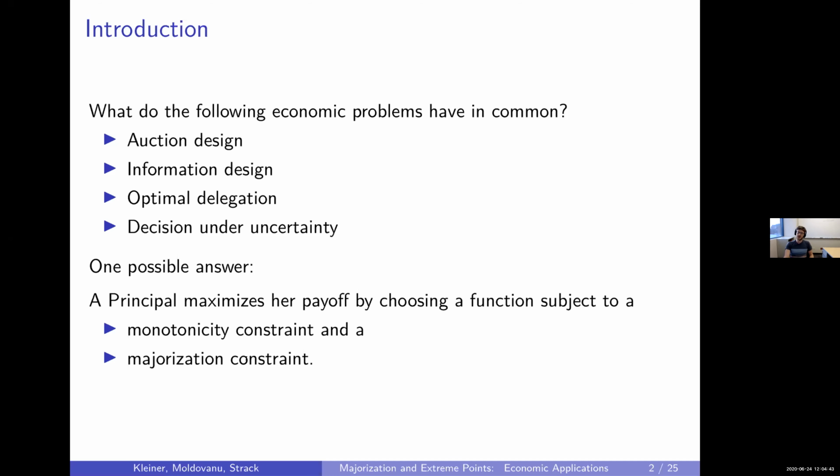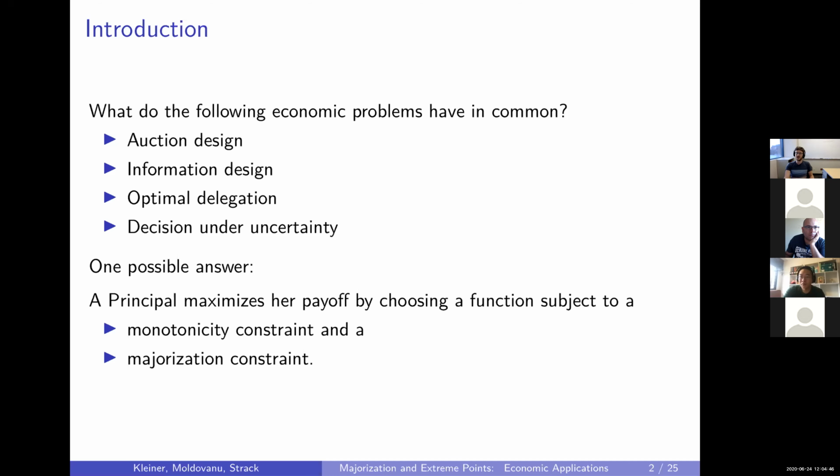Similarly for the majorization constraint, you'll see later that in auction design it stems from a physical feasibility constraint, namely the number of objects that are up for sale. In information design, it stems from the fact that we are usually interested in mean preserving spreads or mean preserving contractions. We'll see that in optimal delegation, the majorization constraint stems, in a sense, from the variance being a non-negative number. So in all these problems you have the same type of constraints, but for different economic reasons. So this is our first answer: what's the connection between these problems? This would be one possible answer.